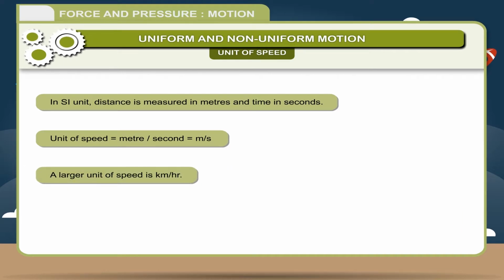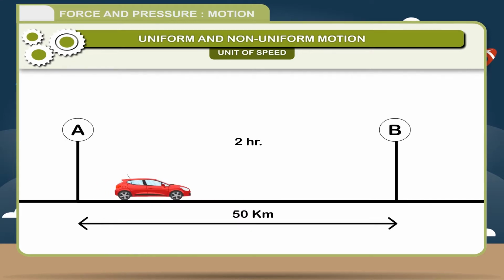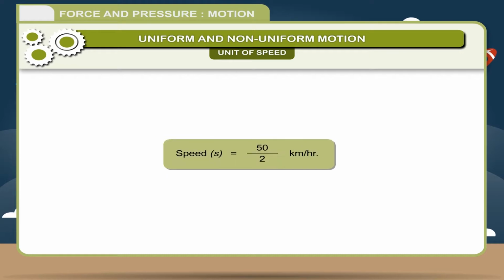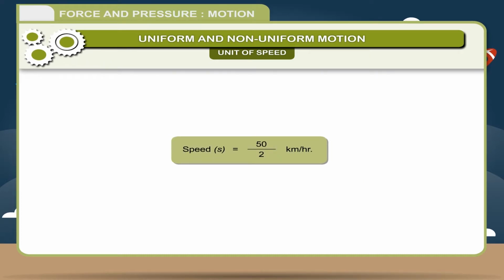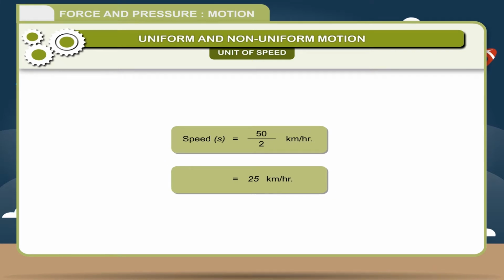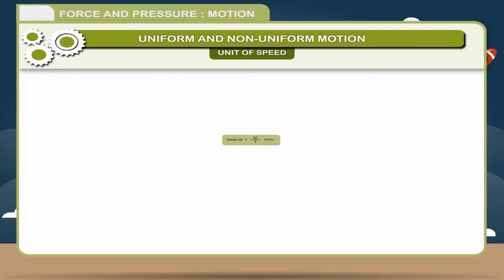A larger unit of speed is kilometer per hour. Example, suppose a car travels a distance of 50 km in 2 hours, then the speed of the car is given by speed is equal to 50 divided by 2 km per hour is equal to 25 km per hour.